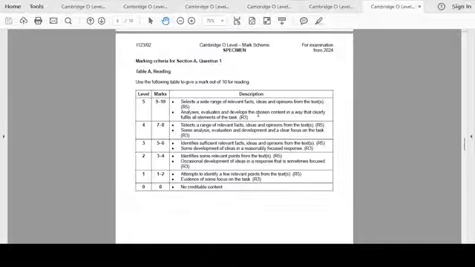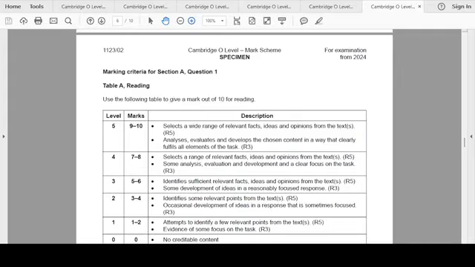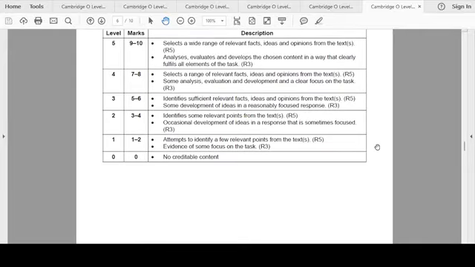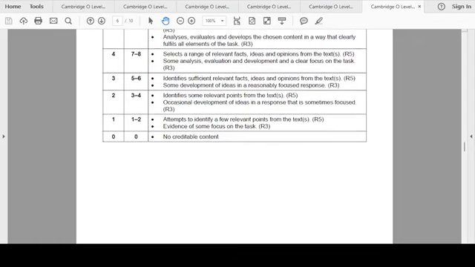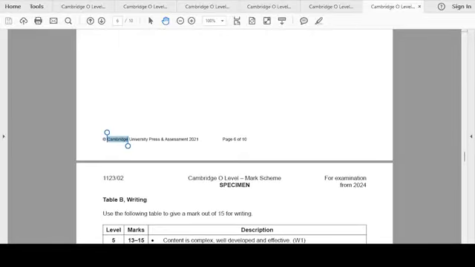It analyzes, evaluates, and develops chosen content in a way that clearly fulfills all the elements of the task. So, task fulfillment is a criterion. Are you doing what you were expected by the question? And if you go down, let's take a look at level 3 again. So, identify sufficient relevance. Okay, fine, you got something, not everything, and then some development of ideas in a reasonably focused way. So you tried to do something, you got some analysis done, not as much as would be liked, but still, it's a mediocre response.